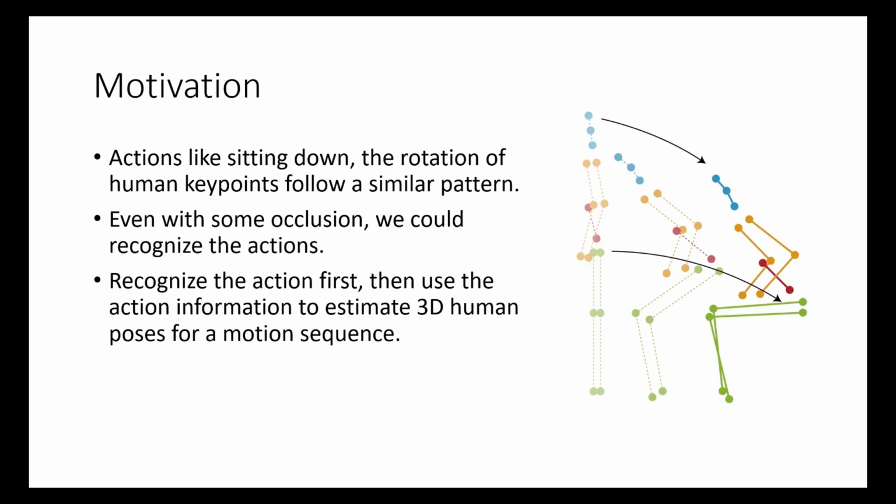This suggests that action information is naturally more robust to occlusion and can serve as a useful prior for 3D pose estimation. Based on this intuition, we propose to first recognize the action and then use the inferred action information to guide 3D human pose estimation over the motion sequence.